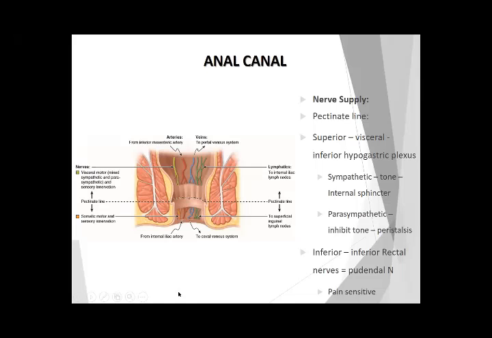Below the pectinate line. Now that is important because below the pectinate line we have somatic supply. Somatic supply is via the inferior rectal nerve. Inferior rectal is a branch of the pudendal nerve, a sacral plexus branch. Okay? So this is somatic. In other words, by somatic nerve supply, we mean that this area, since it is supplied via the somatic inferior rectal nerve, is sensitive to pain, sensitive to touch, sensitive to temperature.